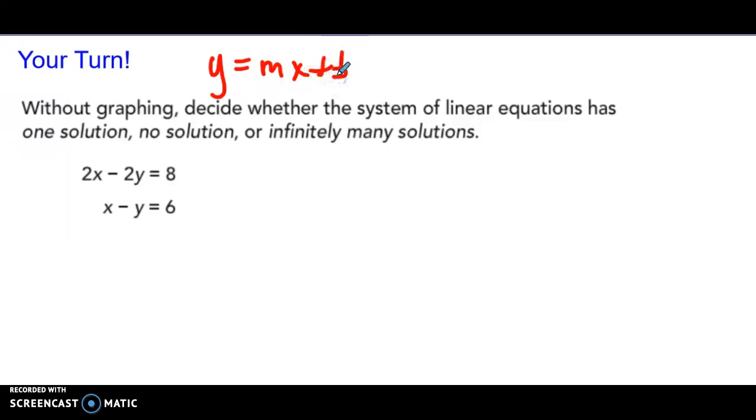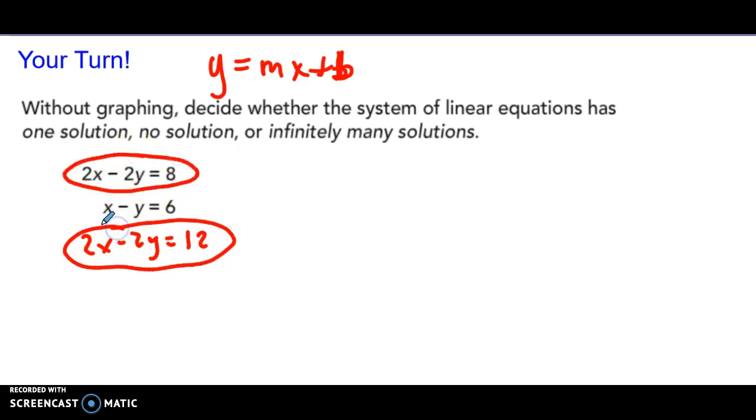But what I can do is look for a relationship between these two. So I see that 2x is twice as big as x, and I see that -2y is twice as big as y. But I see that 8 is not twice as big as 6. So if I take this second equation and I double it, I would get 2x minus 2y equals 12. And 2x minus 2y can't equal 8 and 12 at the same time. So this would be no solution.